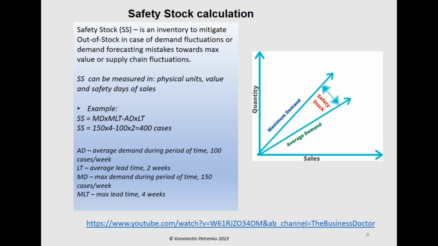Safety stock is an inventory to mitigate out of stock in case of demand positive fluctuations, demand forecasting mistakes, or supply chain delays. If so, then, if having reliable numbers for max and average demand and lead time, safety stock can be calculated as a difference between their corresponding products. This is pretty straightforward. An example shows this simple calculation.